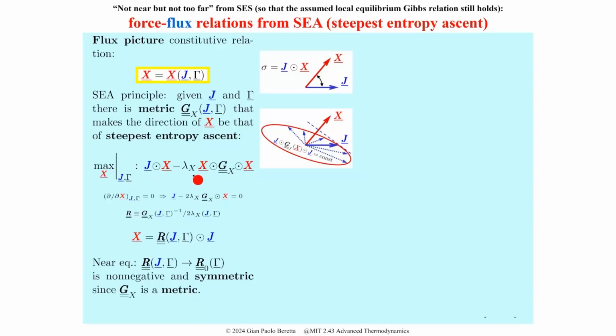From this one, using the method of Lagrange multipliers, setting the derivative equal to 0, substituting back into constraints and so on, you get a relation between forces and fluxes. You can always write it in this way, which looks like a linear relation, but it's not, because this R, which is a resistance, is not constant in general, but it's just a function of the fluxes, which is given by the solution of this problem here. So this is a nonlinear relation.